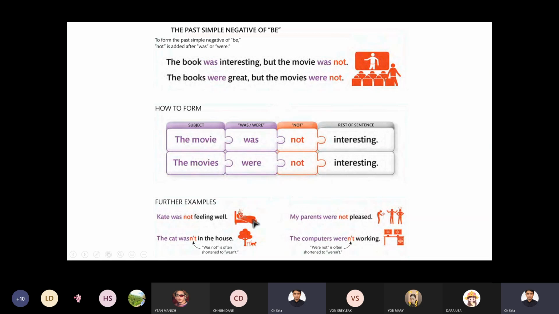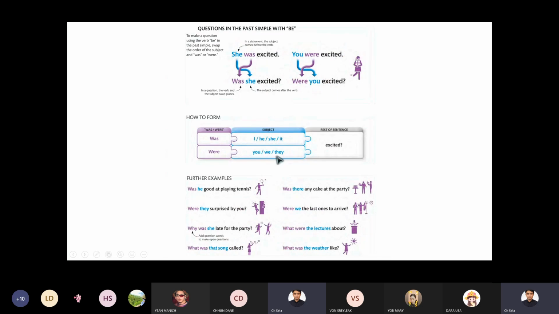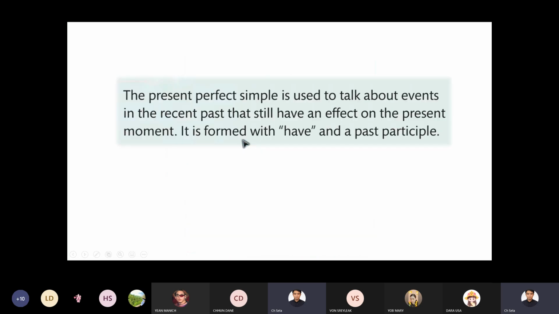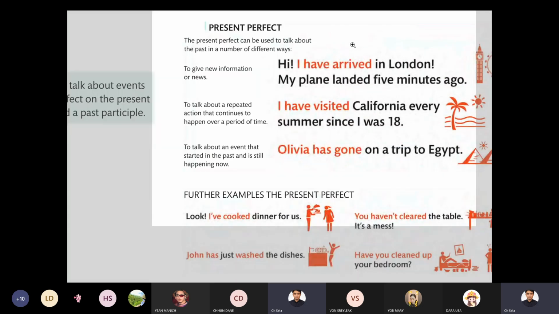You just add not in front of it. I'm going to send this slide to you. Please don't worry if you want to learn more. And I'm not going to read all of them because this is too beginner for you. Now let's go to present perfect. Okay, I'm going to read a little bit more on this one. Present perfect. A little bit more for you.